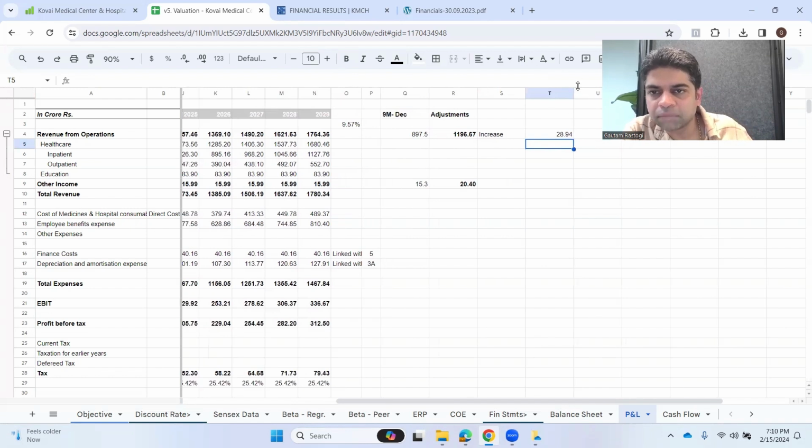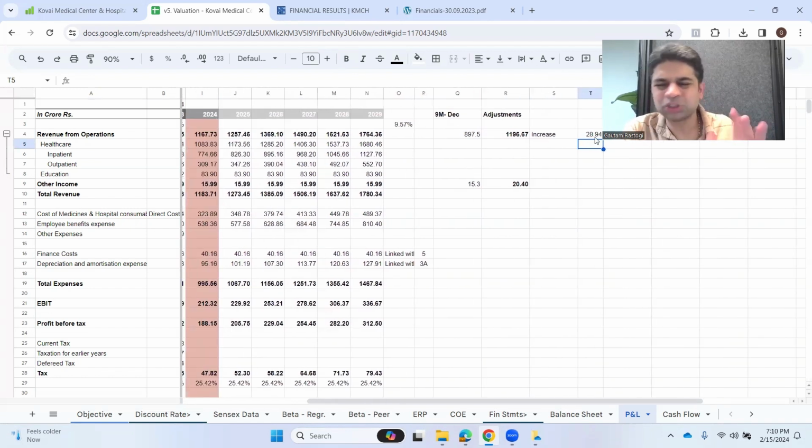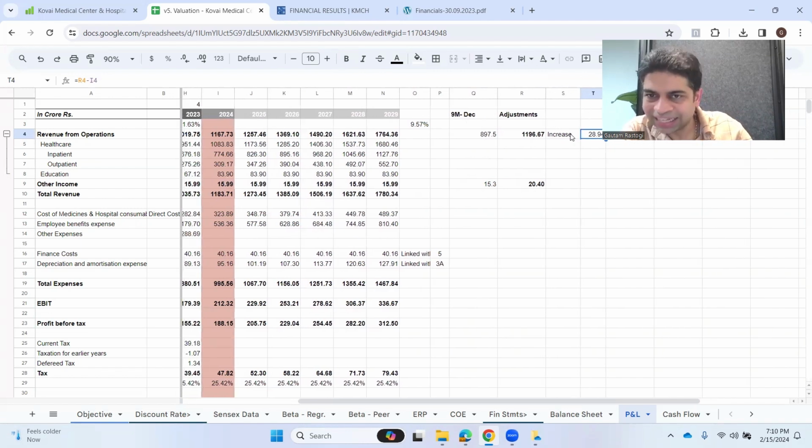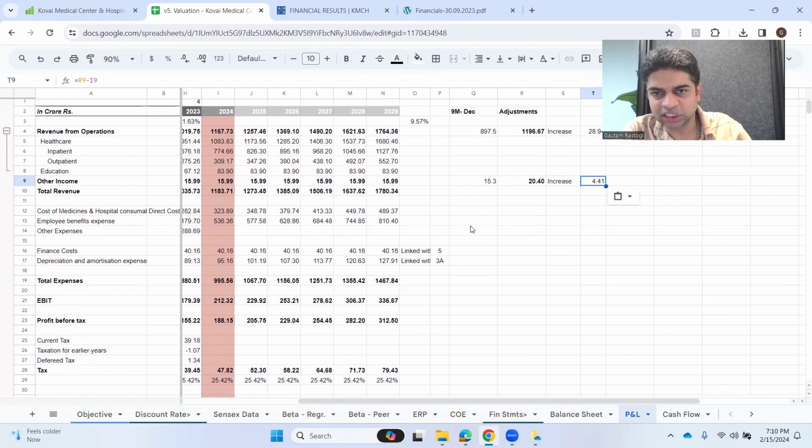So we need to increase our estimates by almost this much. And then here again, we need to increase slightly, because our FY24 number is 16, theirs is 20. So we can increase this a little as well. Let's very quickly note down these adjustments. Now let's look at the cost of medicines, that is the COGS.